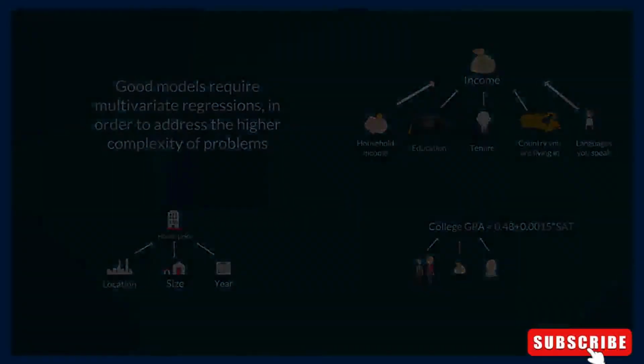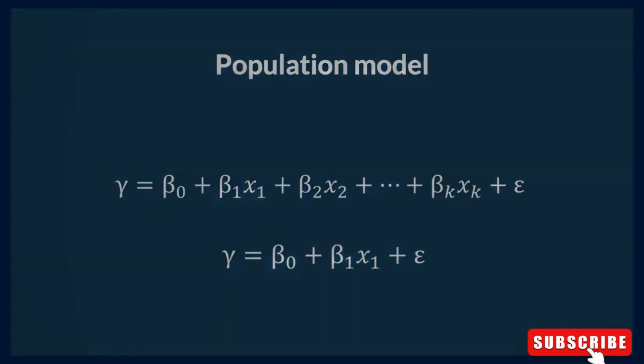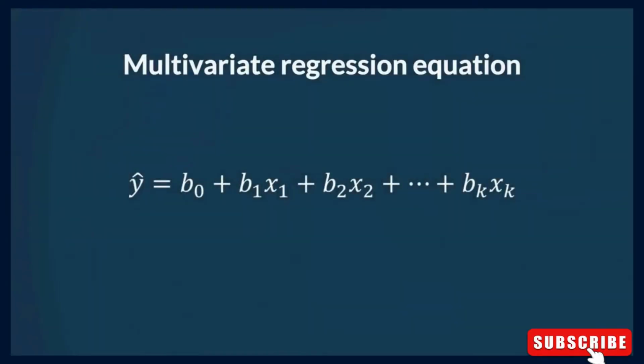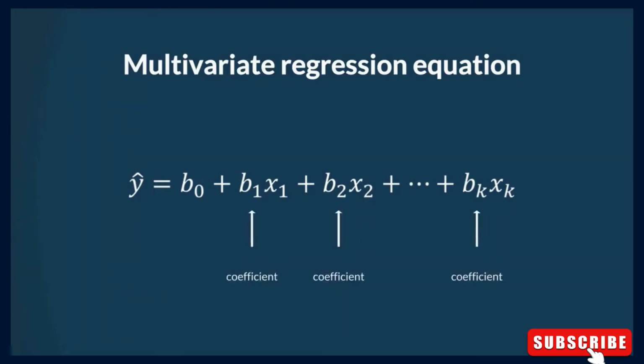Alright, so this is the population multivariate regression model. It is similar to a simple regression. The main difference is there are a bunch of independent variables, not just one. What we are interested in is the multivariate regression equation. We want to plug in numbers and predict outcomes, right? Once again, y hat is the inferred value, and b0 is the intercept. The independent variables range from x1 to xk. b1 to bk are their corresponding coefficients.